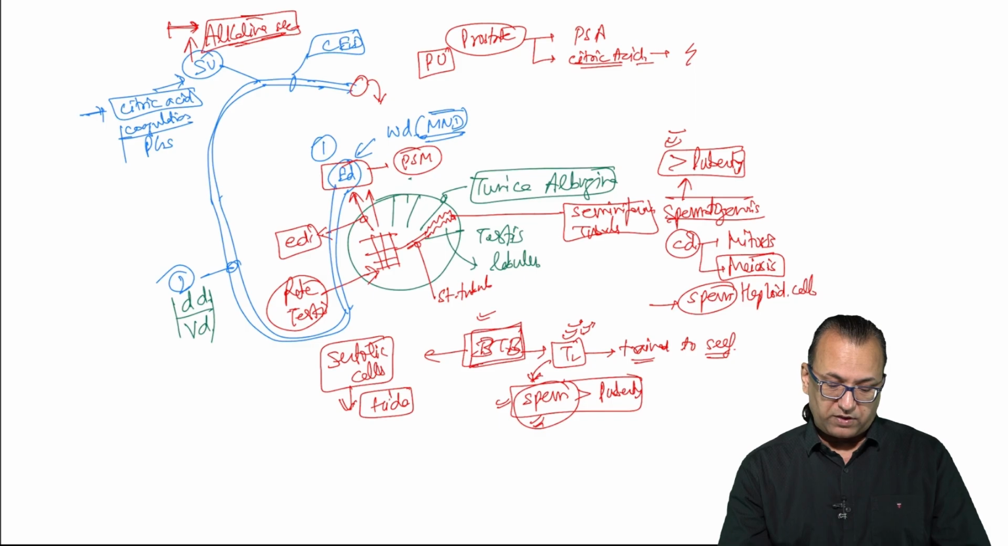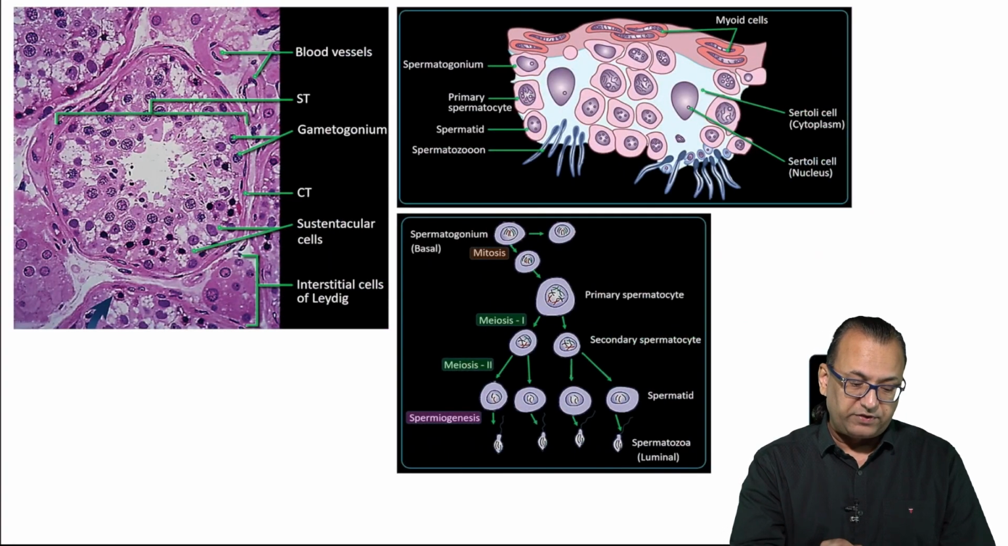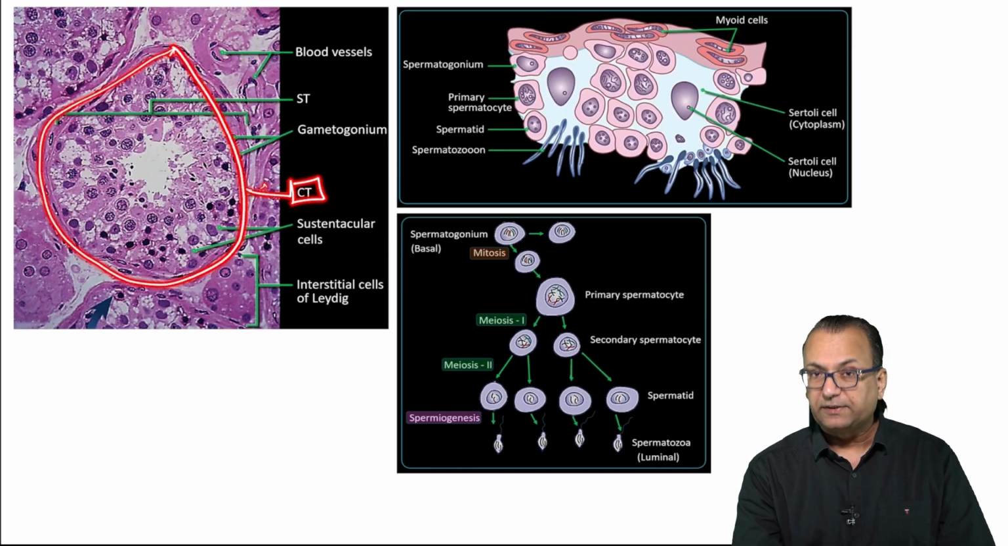Now, with all that information, let us zoom into the area of the seminiferous tubule. This is one of the seminiferous tubules. There will be some connective tissue around that.